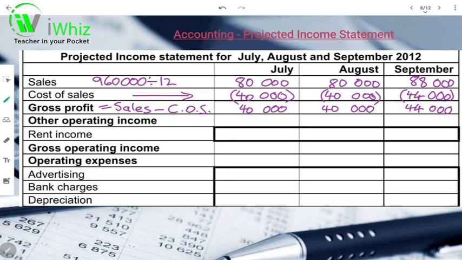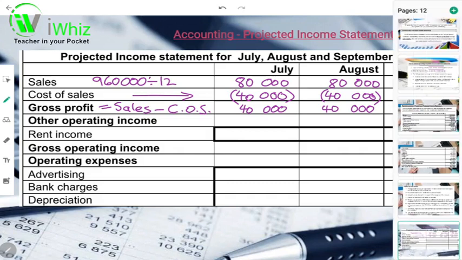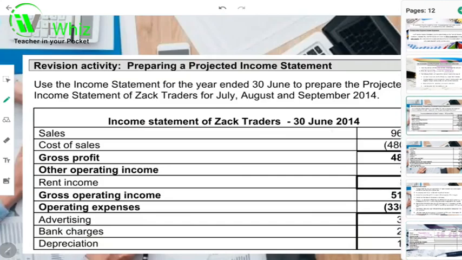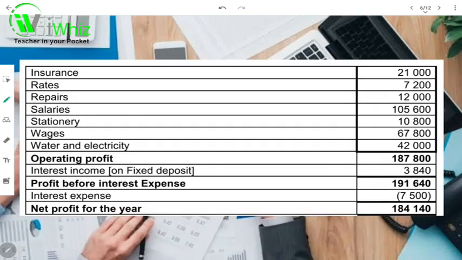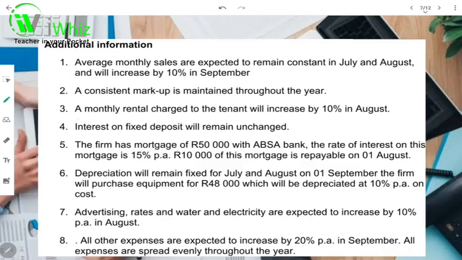Next, we look at your other operating income. So your other operating income was your rent income. Your rent income was 38,400 rand. Now 38,400 rand divided by 12 will give you an amount of 3,200 rand. But remember, we had an adjustment. For rent, the monthly rental charge to the tenant will increase by 10% in August.